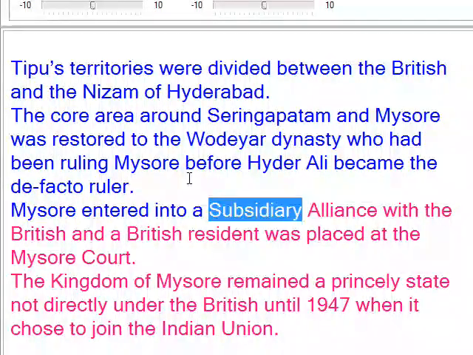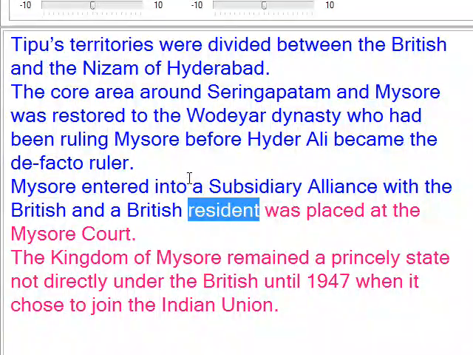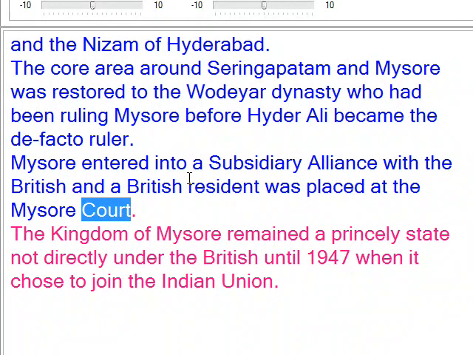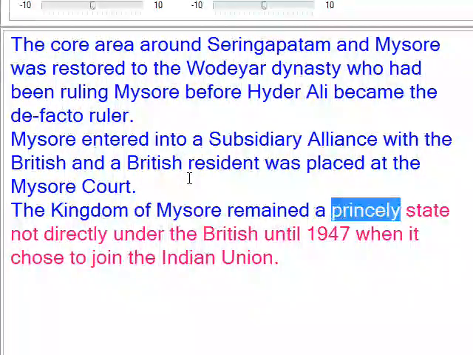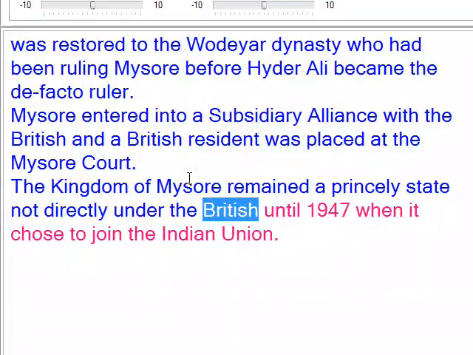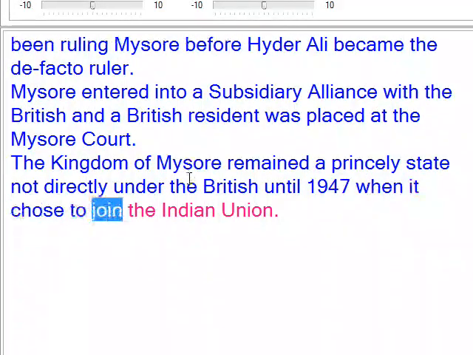Mysore entered into a subsidiary alliance with the British and a British resident was placed at the Mysore court. The Kingdom of Mysore remained a princely state not directly under the British until 1947, when it chose to join the Indian Union.